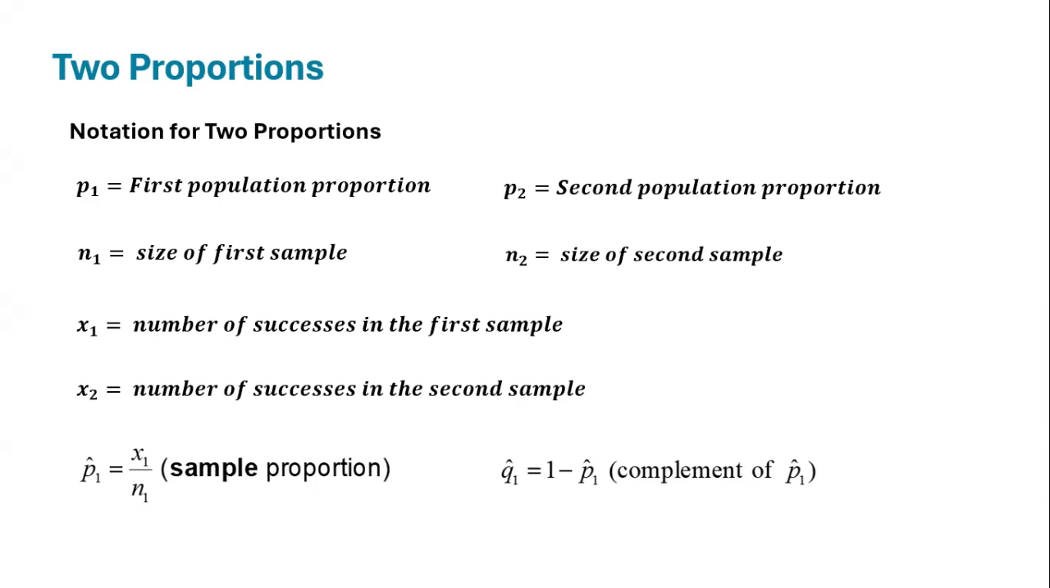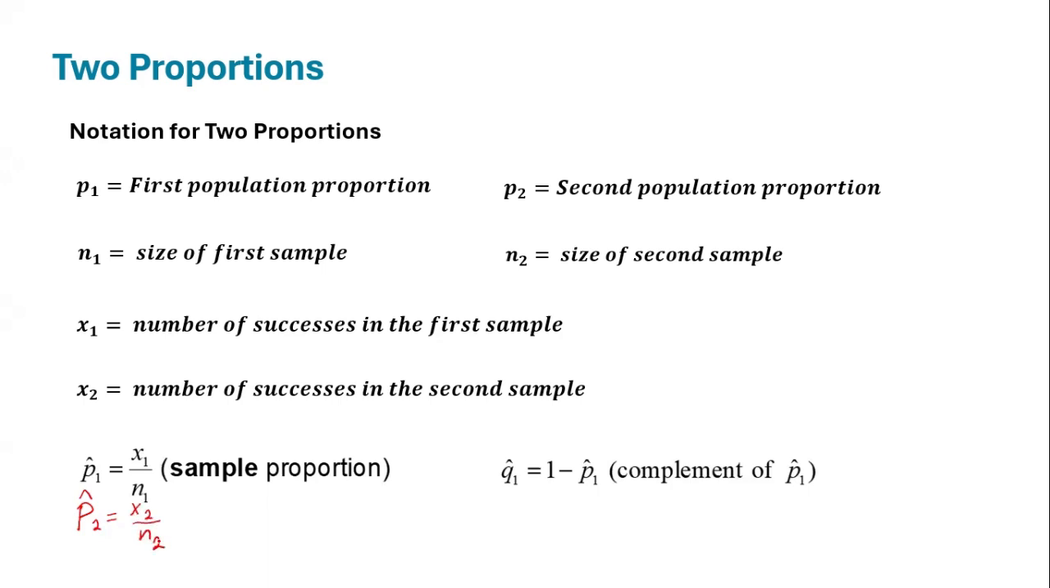So we have P1 and P2 that are showing the first population proportion and second population proportion. We have N1 and N2, which are the sizes of the first and the second sample. X1 and X2, which are the number of successes in the first sample and the second sample. P hat 1 and P hat 2, which are the first sample proportion and the second sample proportion.